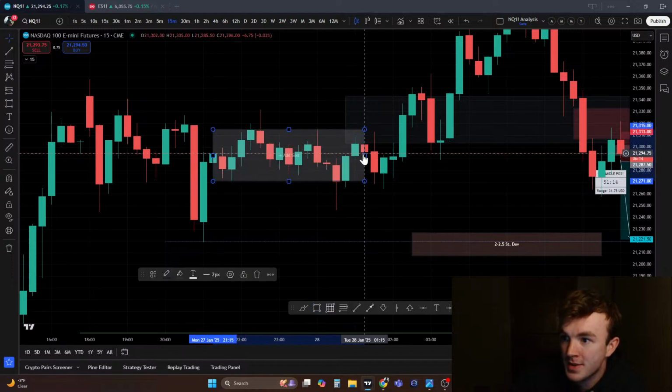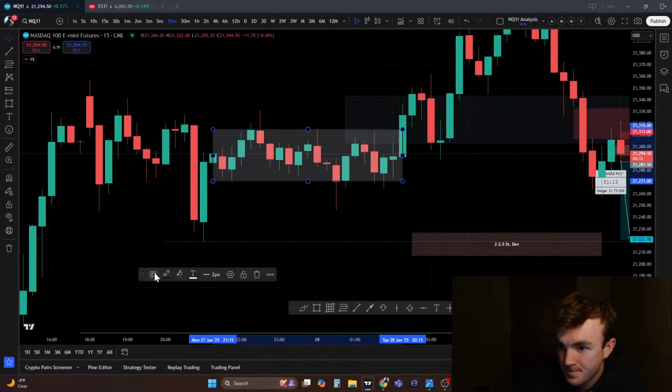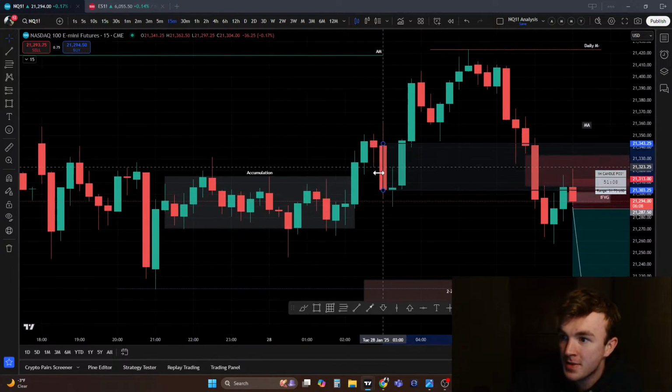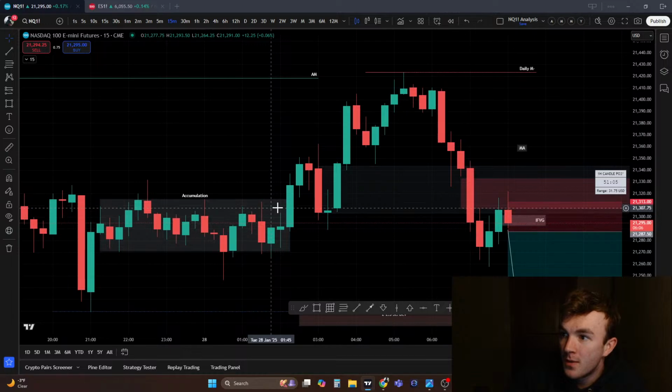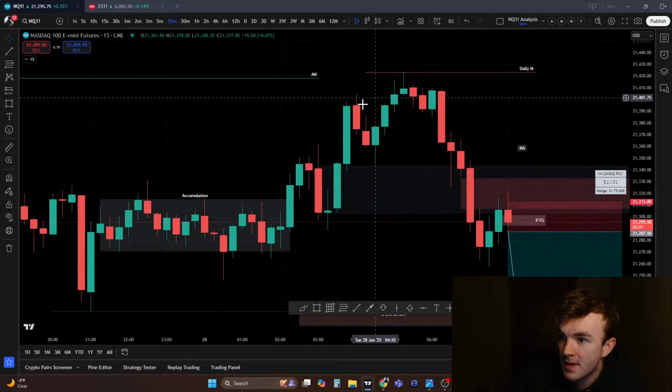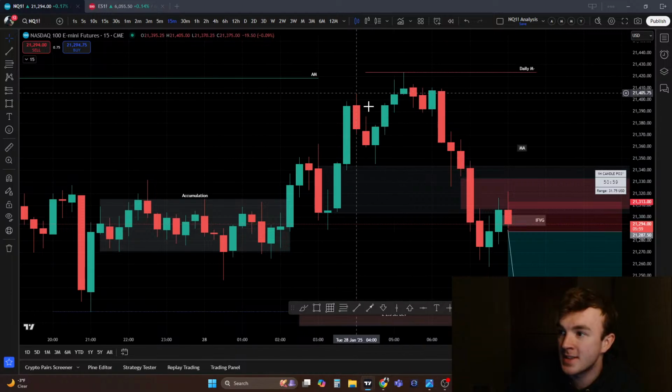Anyone that bought within here, you have to conceptualize what's going on. Anyone that bought within here, they held all the way up through here, and yeah, they're up on their money. They're excited. They're buying more.